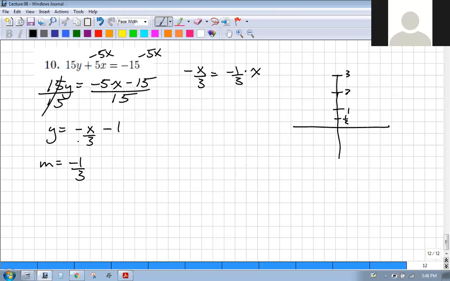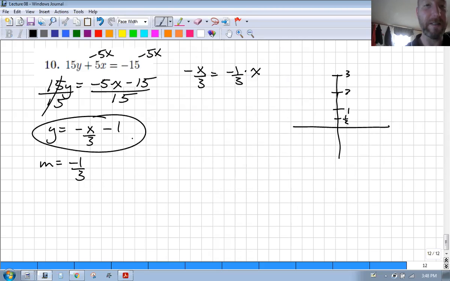So our m here, remember we're y equals mx plus b. m is the thing we're multiplying the x by. b is the thing that's being added to it. So b is -1.